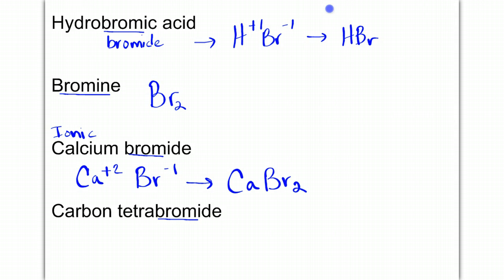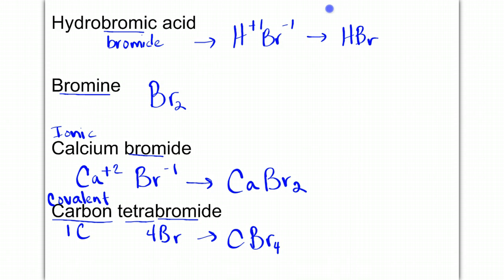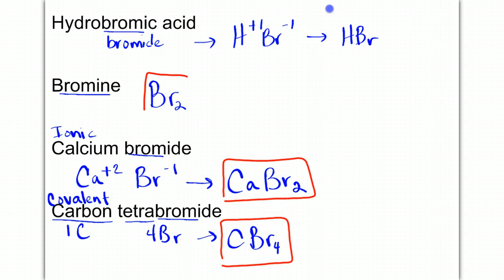Finally, carbon tetrabromide is covalent, and so we're using the prefixes to tell the name. We have 1 carbon, we have 4 bromines, and so this would be written as 1 carbon and bromine with a little 4 next to it to show that I have 4 bromines. So again, 4 very different ways using one similar element. 4 different naming rules.